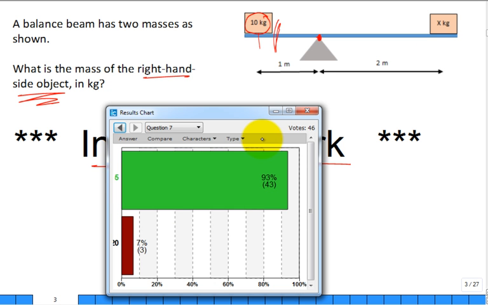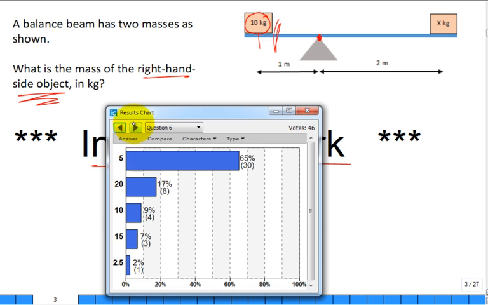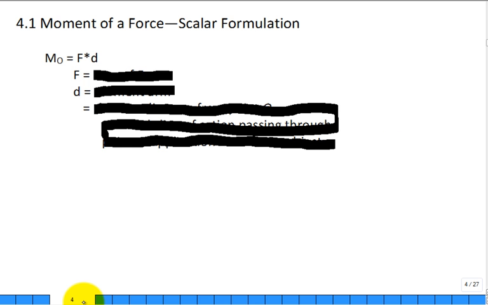So let's see how we did before. Oh, a lot better. We've improved. True? All right. What happens when a force is applied to an object? Before, it makes it want to translate, but it has a tendency also to possibly make it want to rotate. And so now it's a different type of motion.